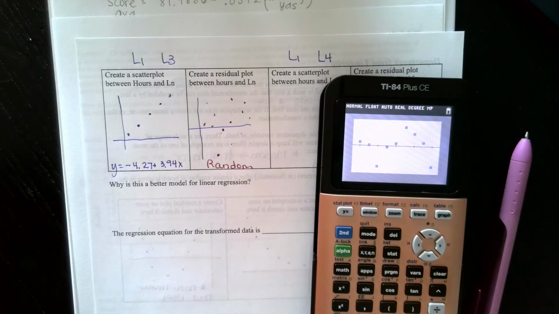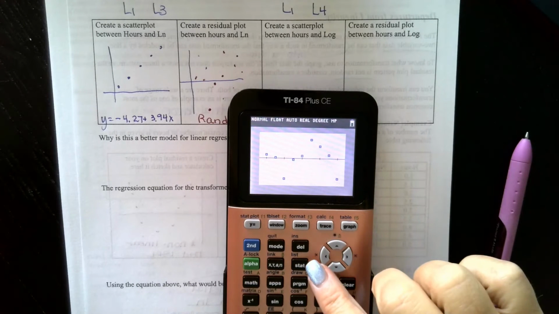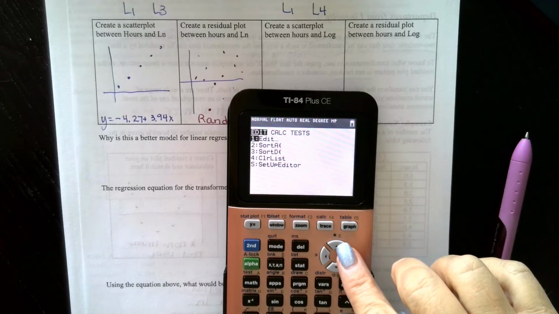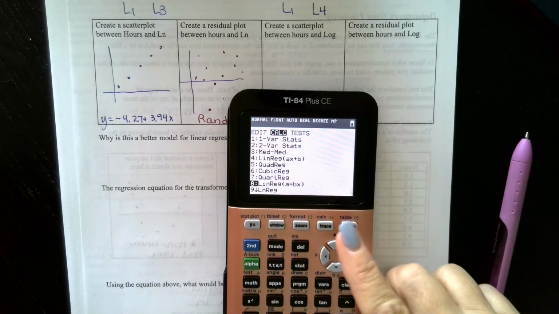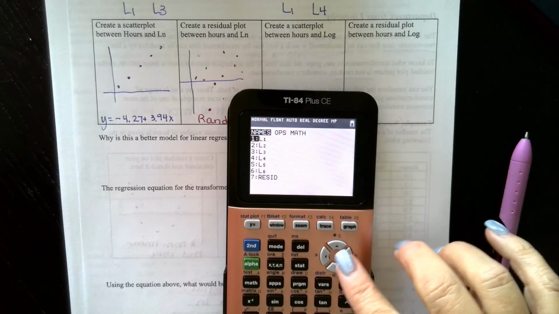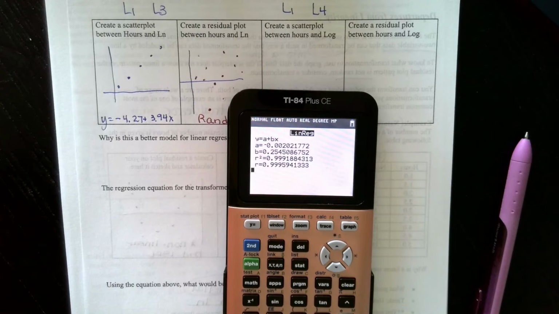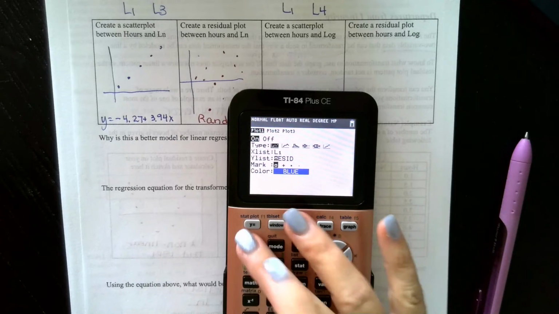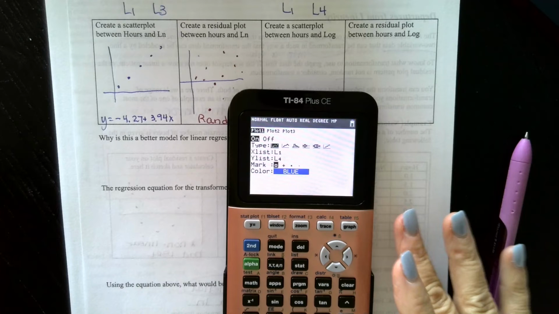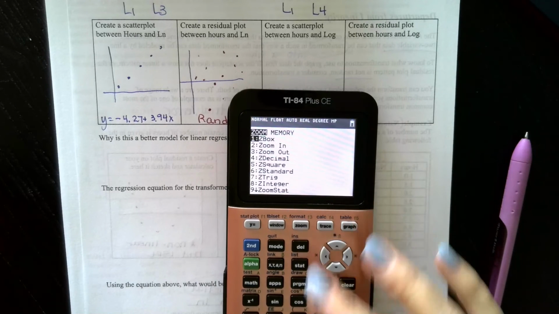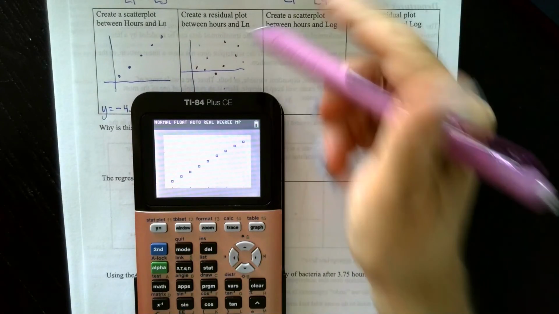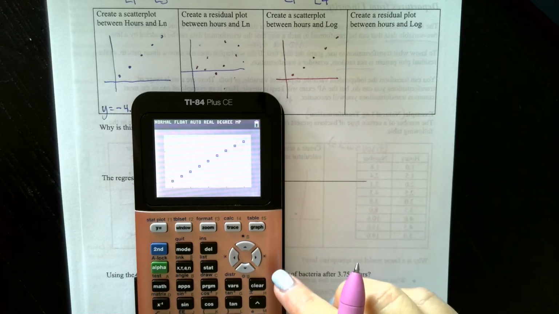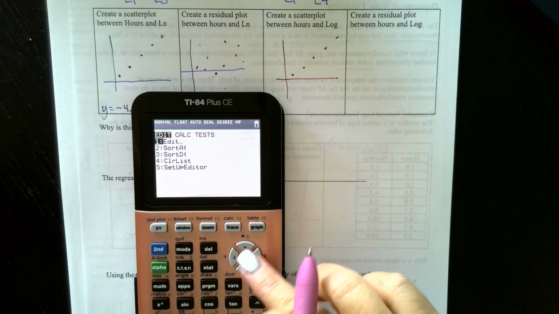So now let's go back in and run it again with our log data. If I go into stat, I want to rerun this linreg, and now I'm going to pull from list 4, which is my log data. That was my mistake a minute ago. Here's what I have. I want to change this so that I have just my L4 data. Okay, here's what I see. Again, something that looks super linear. Now I'm going to look at my line. I didn't write my line down, so I'm going to rerun this really quick because I want to write it down.